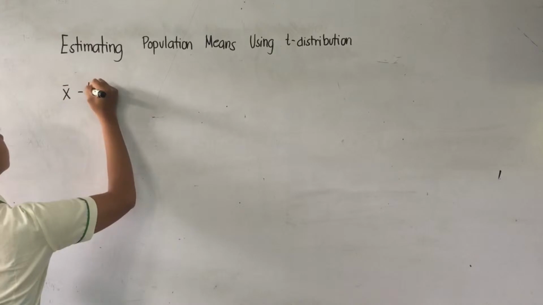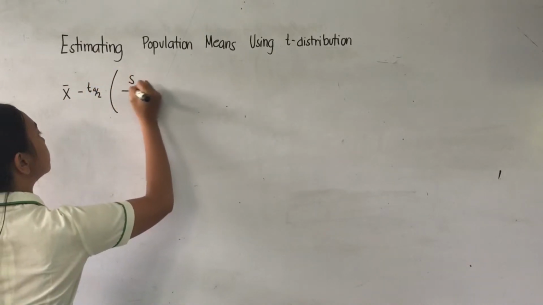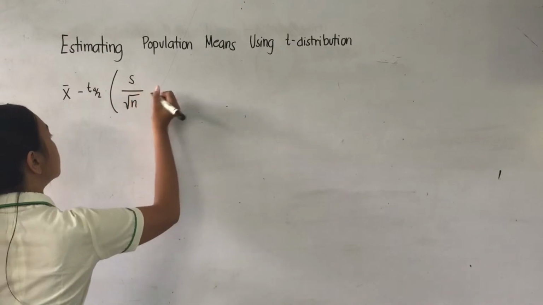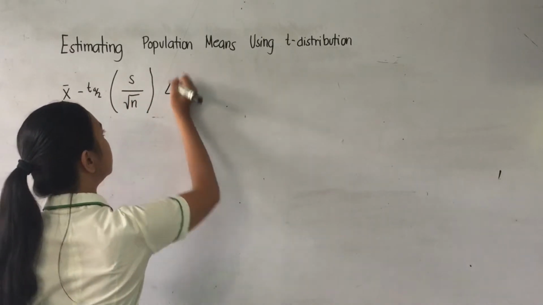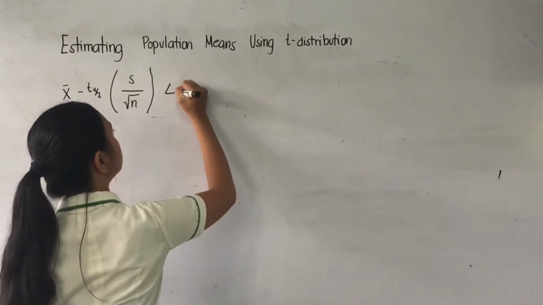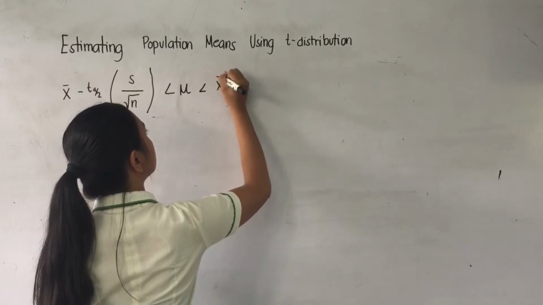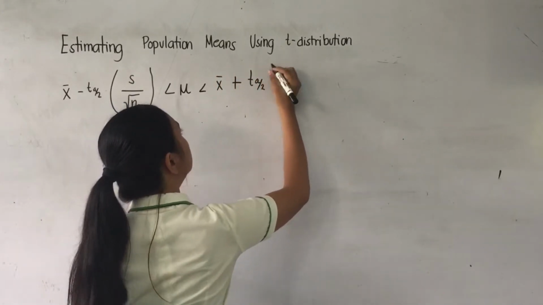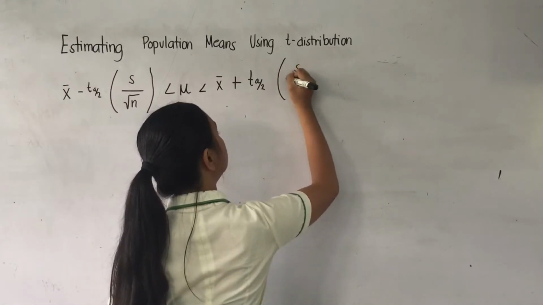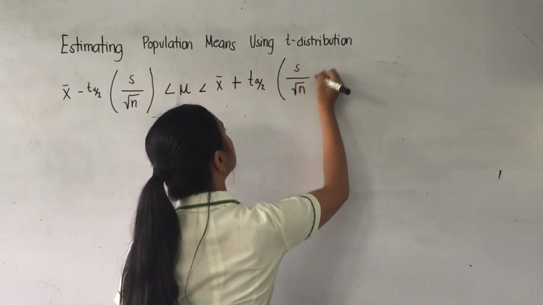In estimating the population mean using the t-distribution, we have the formula x bar minus t alpha over 2 times s over square root of n, less than the population mean, less than x bar plus t alpha over 2 times s over the square root of n.